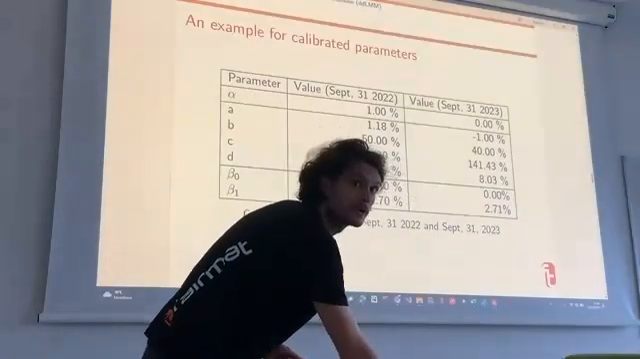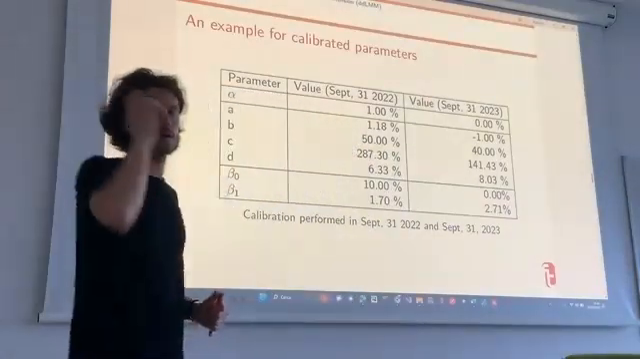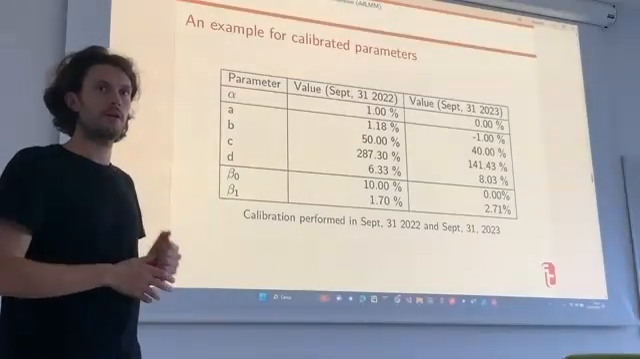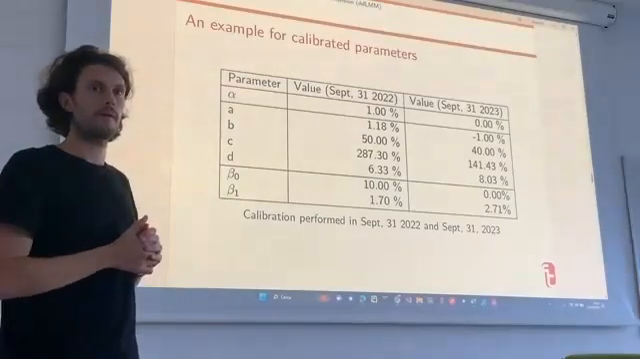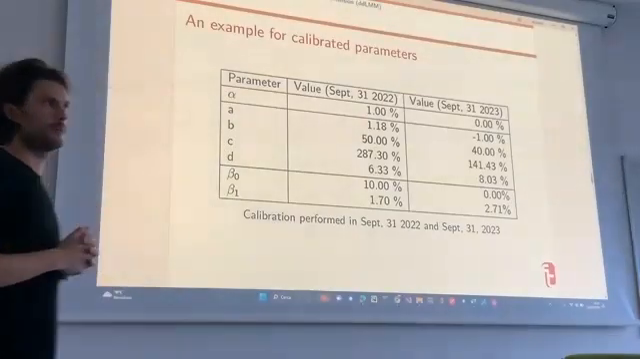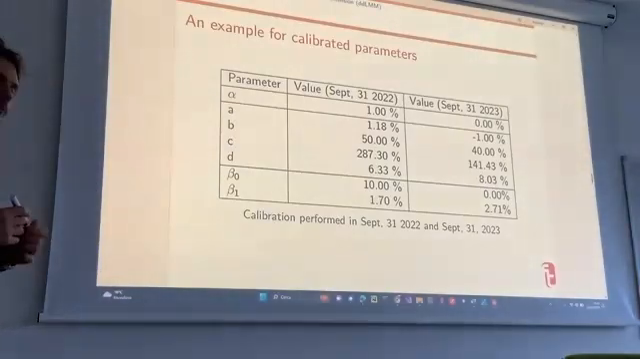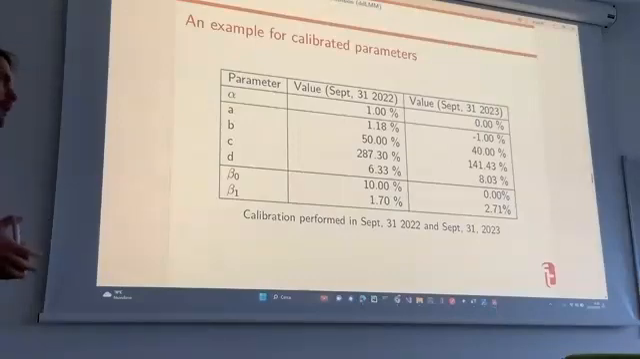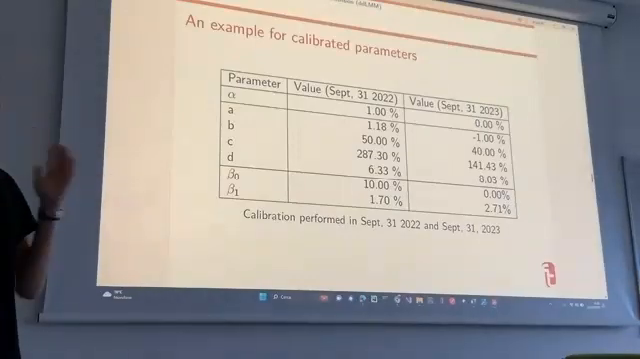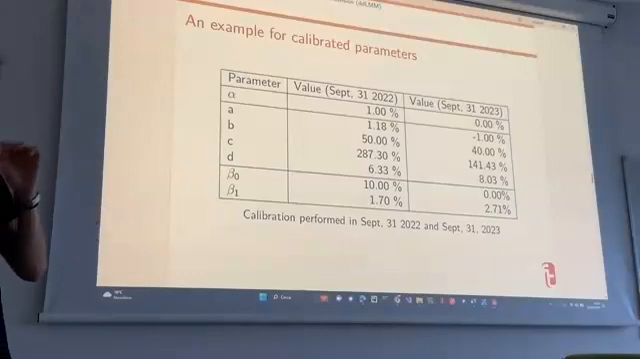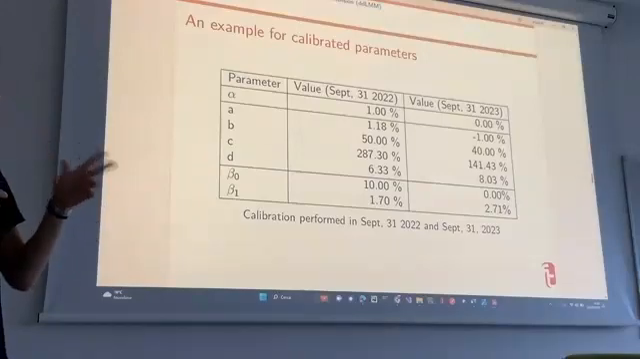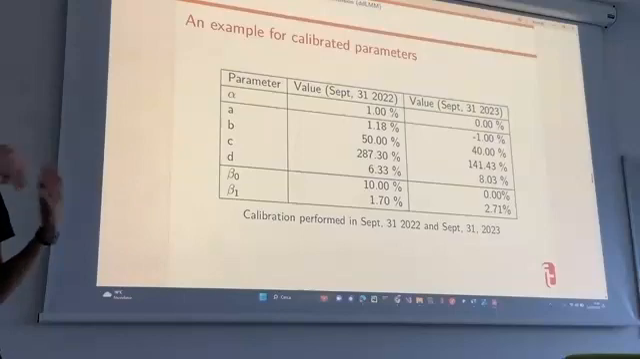Can I ask a question? Yeah. Why do you have to calibrate it? And what is calibration? No, what is calibration? Calibration means that you have a model with some parameters, and you attribute some values to those parameters in order to use those parameters and the model in a simulation setting.